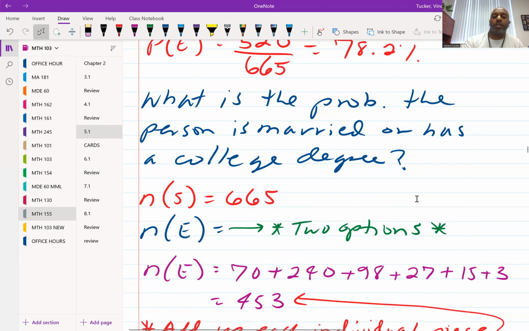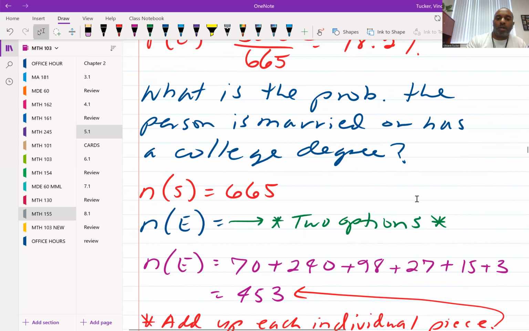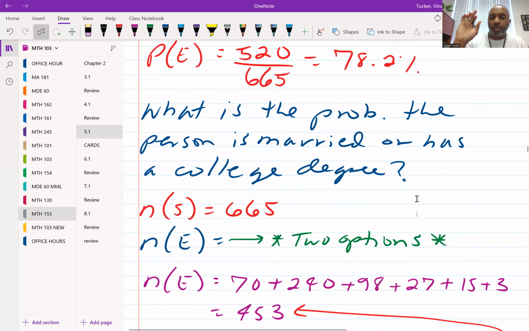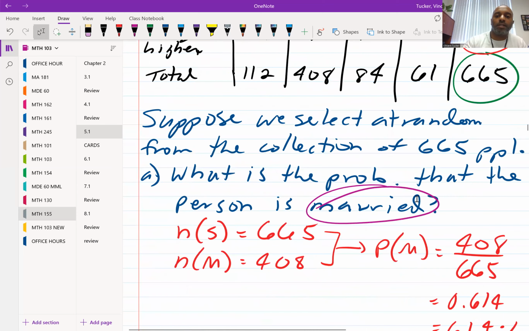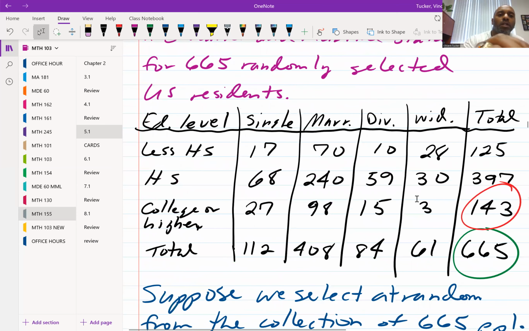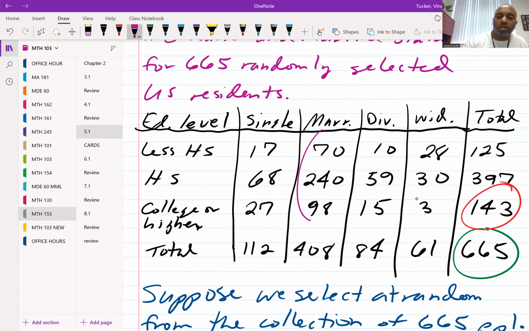So we got two ways of doing it. So the first way, if you go to the chart, we're talking about being married or having a college degree. Let's go back to the chart. You guys can see it, I think. All right, so marriage is right here, college degree is right here, and of course, we're not going to add the total part. Hold on, let me do this. So we're talking about this and that.